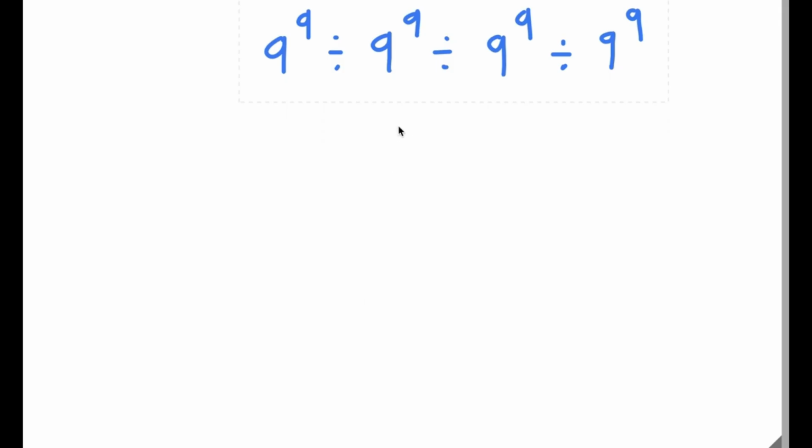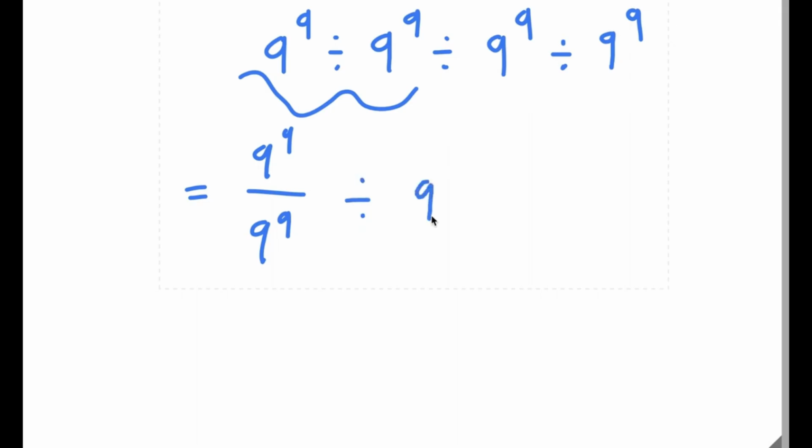Alright, so in this problem, I have 9 to the power of 9 divided by 9 to the power of 9 divided by 9 to the power of 9 divided by 9 to the power of 9. So what I'm first going to do is simplify this in parts. So let's first simplify 9 to the power of 9 divided by 9 to the power of 9. Well, that's simply 9 to the power of 9 over 9 to the power of 9. So I have this divided by 9 to the power of 9 divided by 9 to the power of 9.